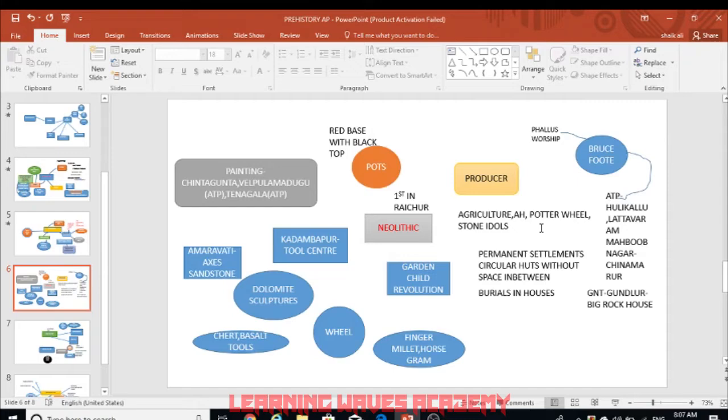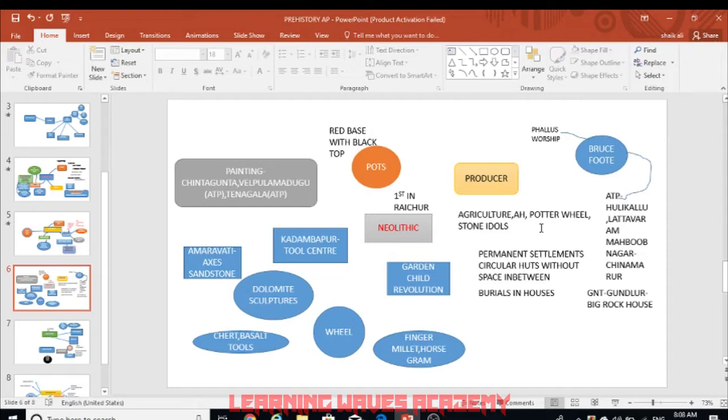For agriculture they needed animals for cultivation, so they domesticated the animals also. Likewise animal husbandry also developed, and for storage and cooking purposes they needed pottery, so pottery also developed very much here. And these permanent settlements were also made. Houses were built side by side without gaps in a circle. Because of this, they could be protected from predators or animal attacks.